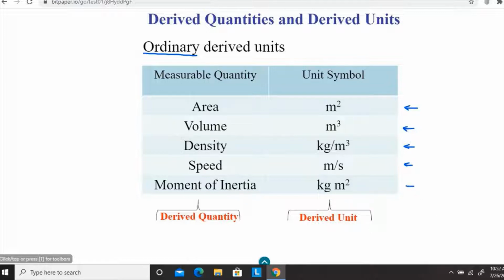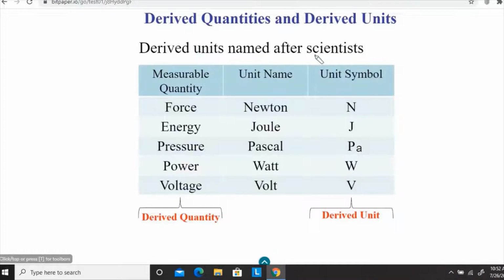So these are some examples for ordinary derived units which you will encounter in this course. There's another type of derived units. Those are named after scientists in honor of them. For example, force is a measurable quantity that we are going to discuss very frequently in this course, and the unit name is newtons. The SI unit is newtons and it's denoted by this symbol, uppercase N.